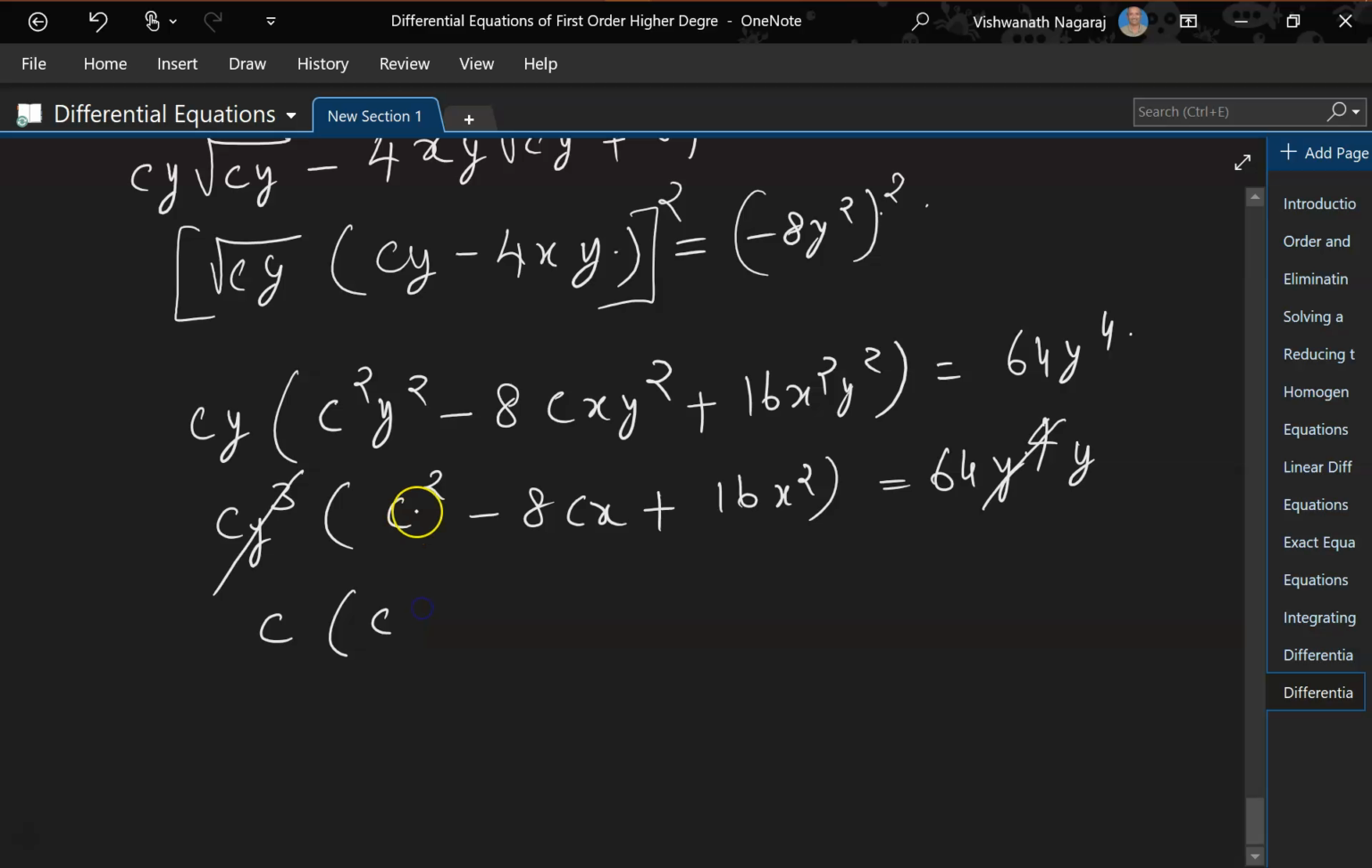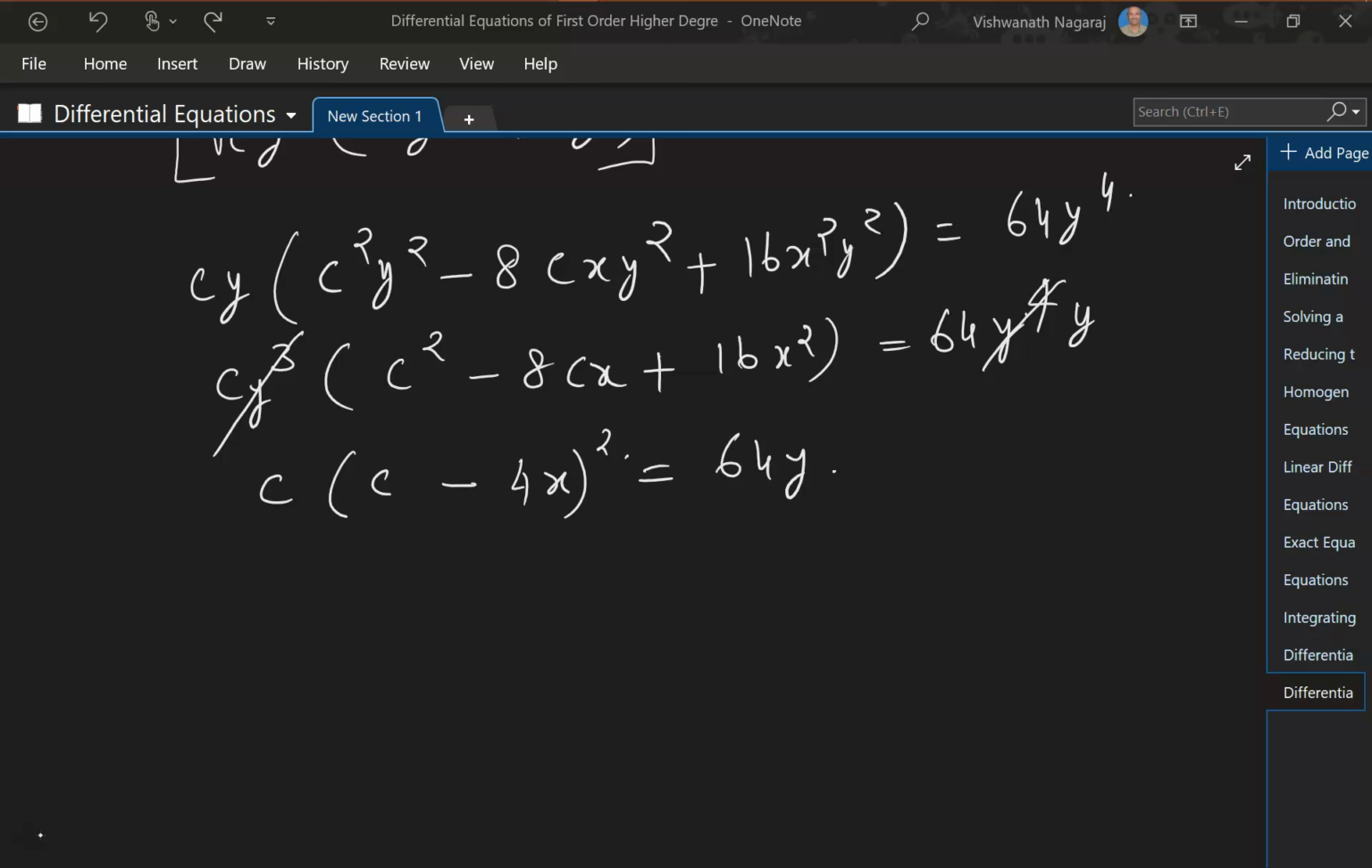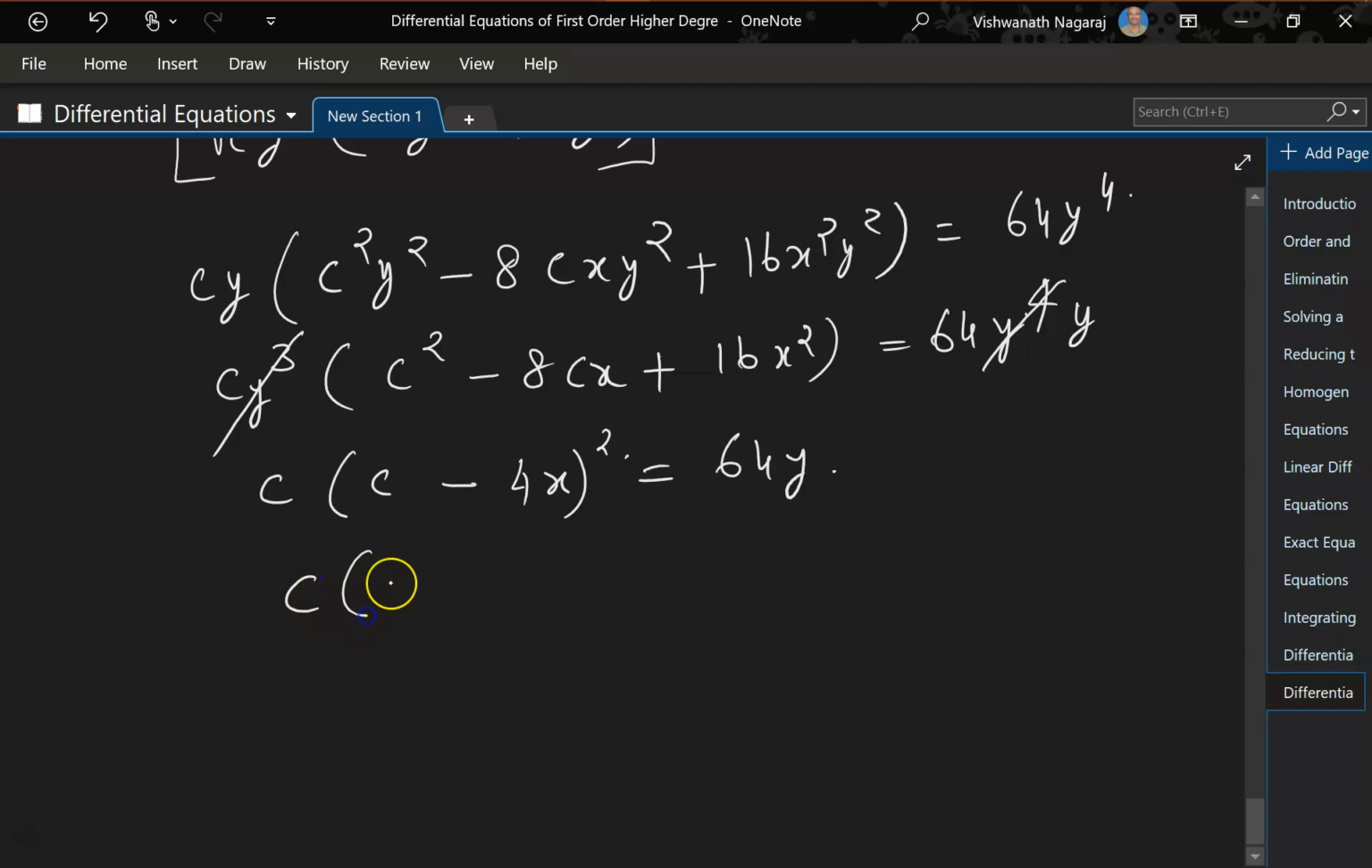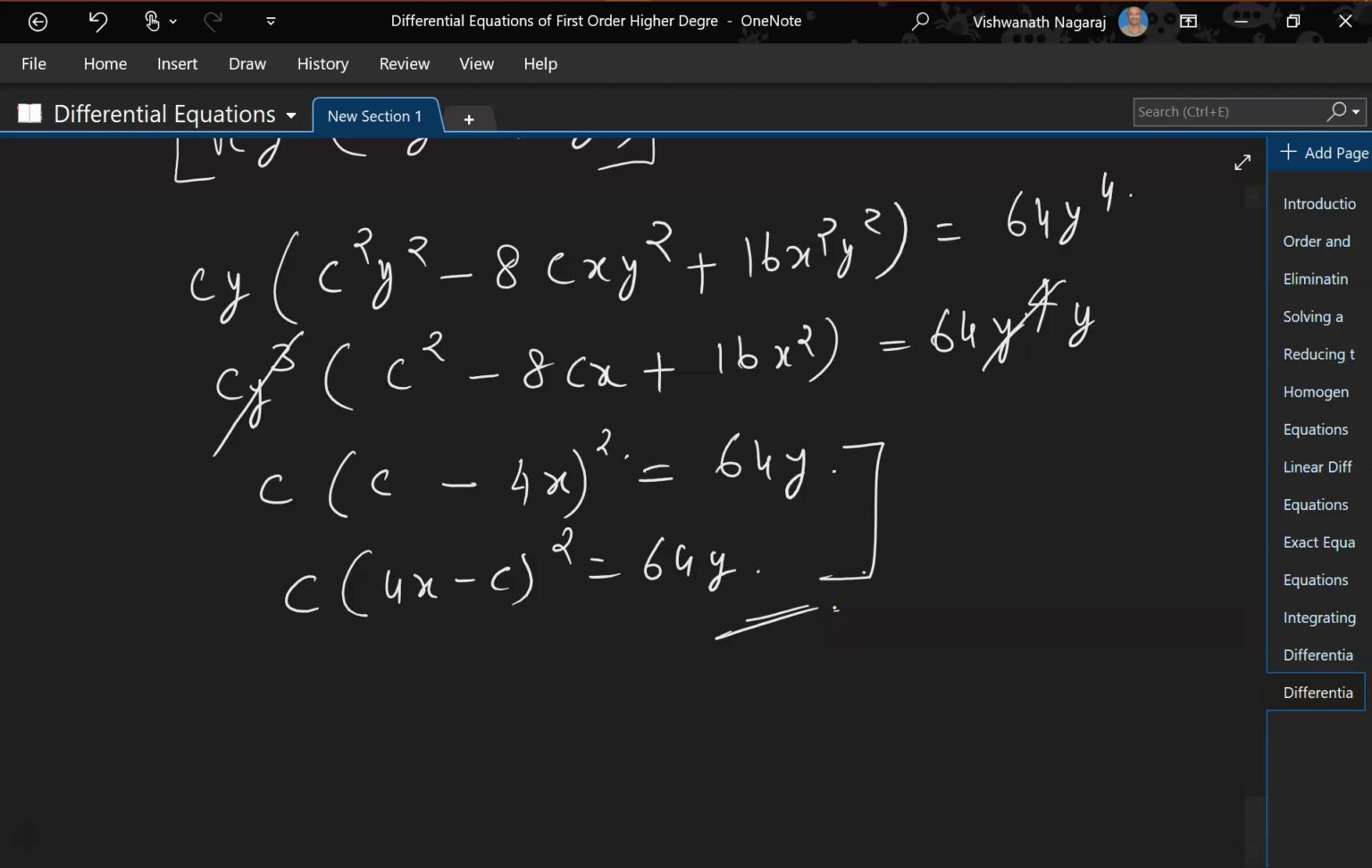This is c, this is 4x the whole square, and if we square this, we will get 4x minus 8cx, correct? Since minus is there here, minus is equal to 64y. Now this can be written like this, or it could also be written as 4x minus c square is equal to 64y. There are various forms in which it can be written. This is the solution.